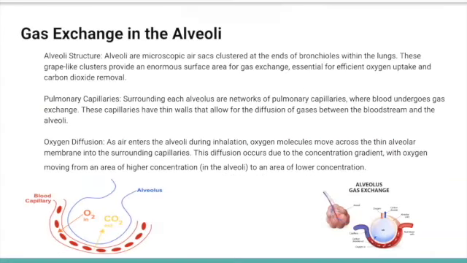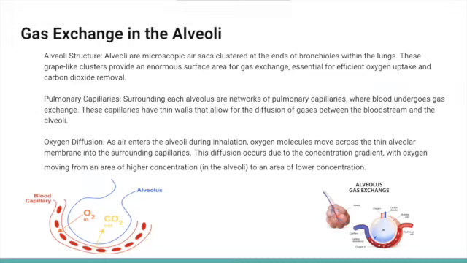Gas exchange in the alveoli. Now we are going to get into the heart of respiratory physiology: alveoli, and the process of gas exchange that occurs within these tiny air sacs. Alveoli structure. Alveoli are microscopic air sacs clustered at the ends of the bronchioles within the lungs. These grape-like clusters provide an enormous surface area for gas exchange, essential for efficient oxygen uptake and carbon dioxide removal.